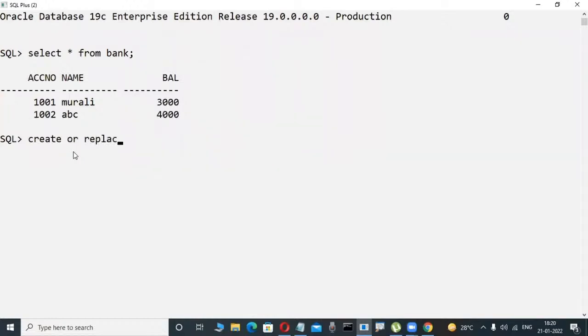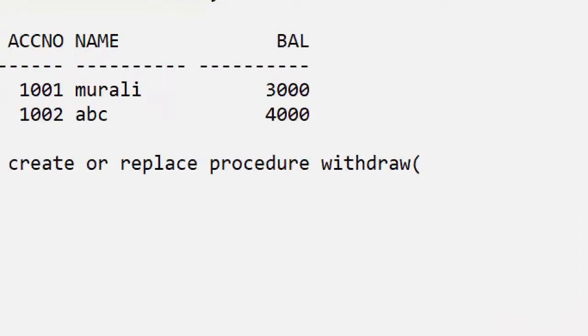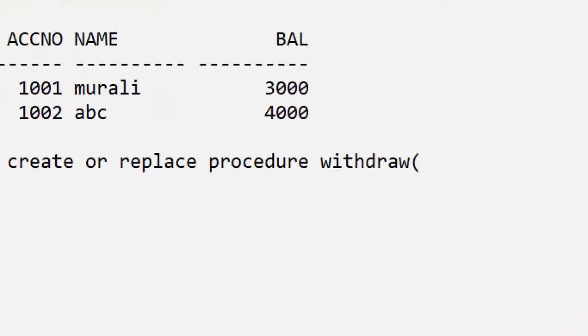Create or replace procedure. What happened? Observe the execution here. My procedure name is Withdraw. Okay, fine. Slowly observe here, there is a table. In my project, I try to implement one small scenario only, withdraw. Actually, in real time, big packages contain withdraw, deposit, all these things. But unfortunately, I'm giving only a small task in a procedure.